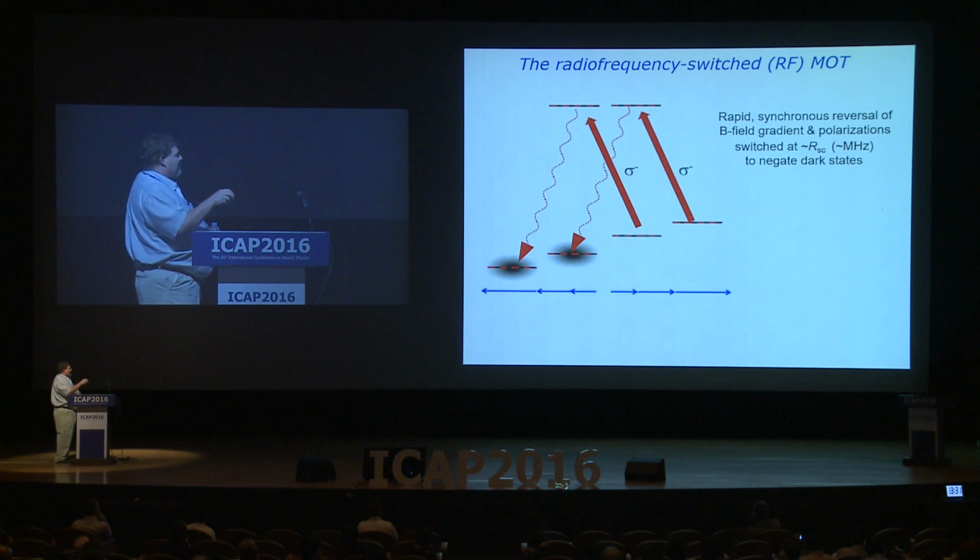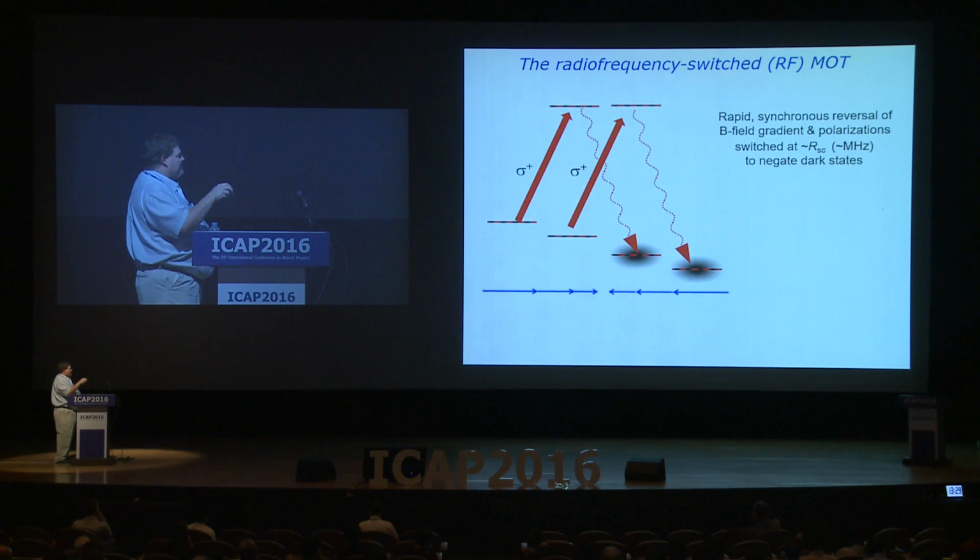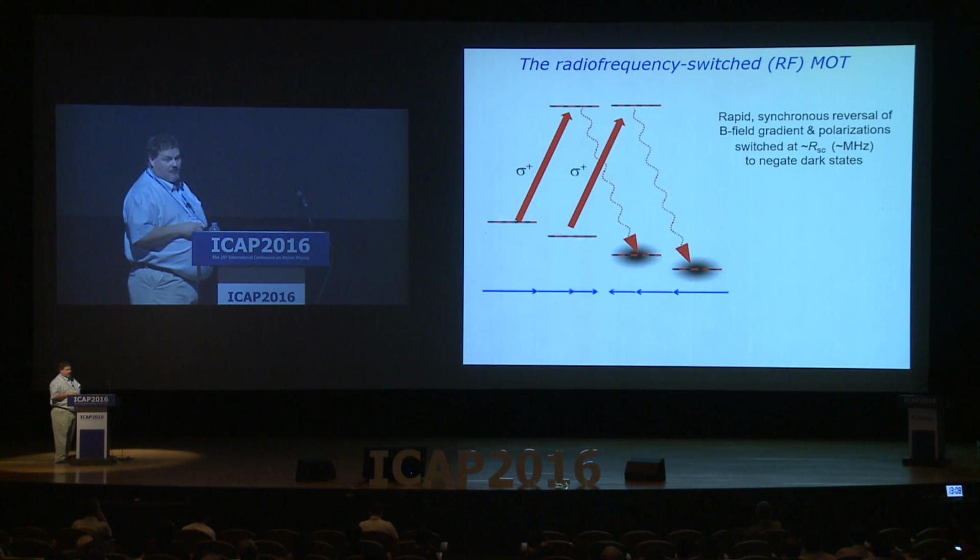So the idea is that as you optically pump into dark states, instead of waiting there, what you do is switch the magnetic field and the laser polarization synchronously with each other to keep turning dark states into bright states as fast as you pump into them. Which sounds good, but it means that you have to be switching your polarizations and, crucially, your magnetic field gradient at megahertz scales to match the scattering rates.